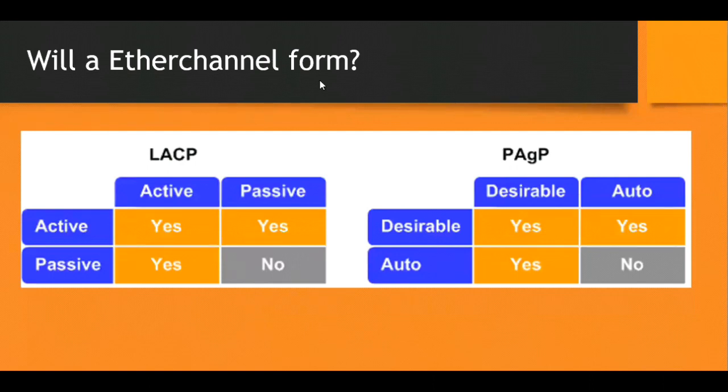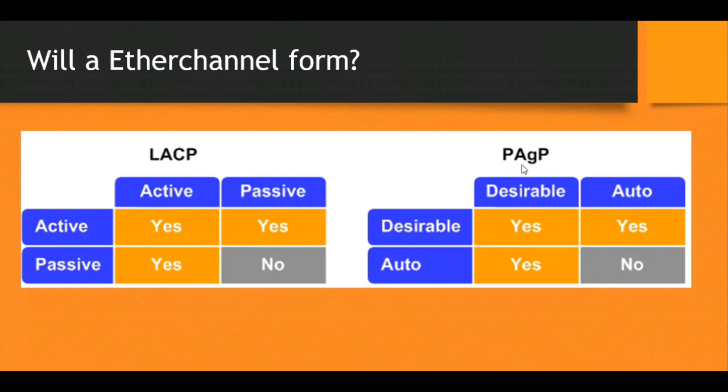Will an EtherChannel form is the question. I have two parameters here, so let's go with the first, LACP. In LACP, if both ends of the switches are active and active, that forms an EtherChannel. But if both ends are passive and passive, it's a no. That means you cannot form an EtherChannel. But if you have passive on one end and active on the other end, that will result in the formation of an EtherChannel.